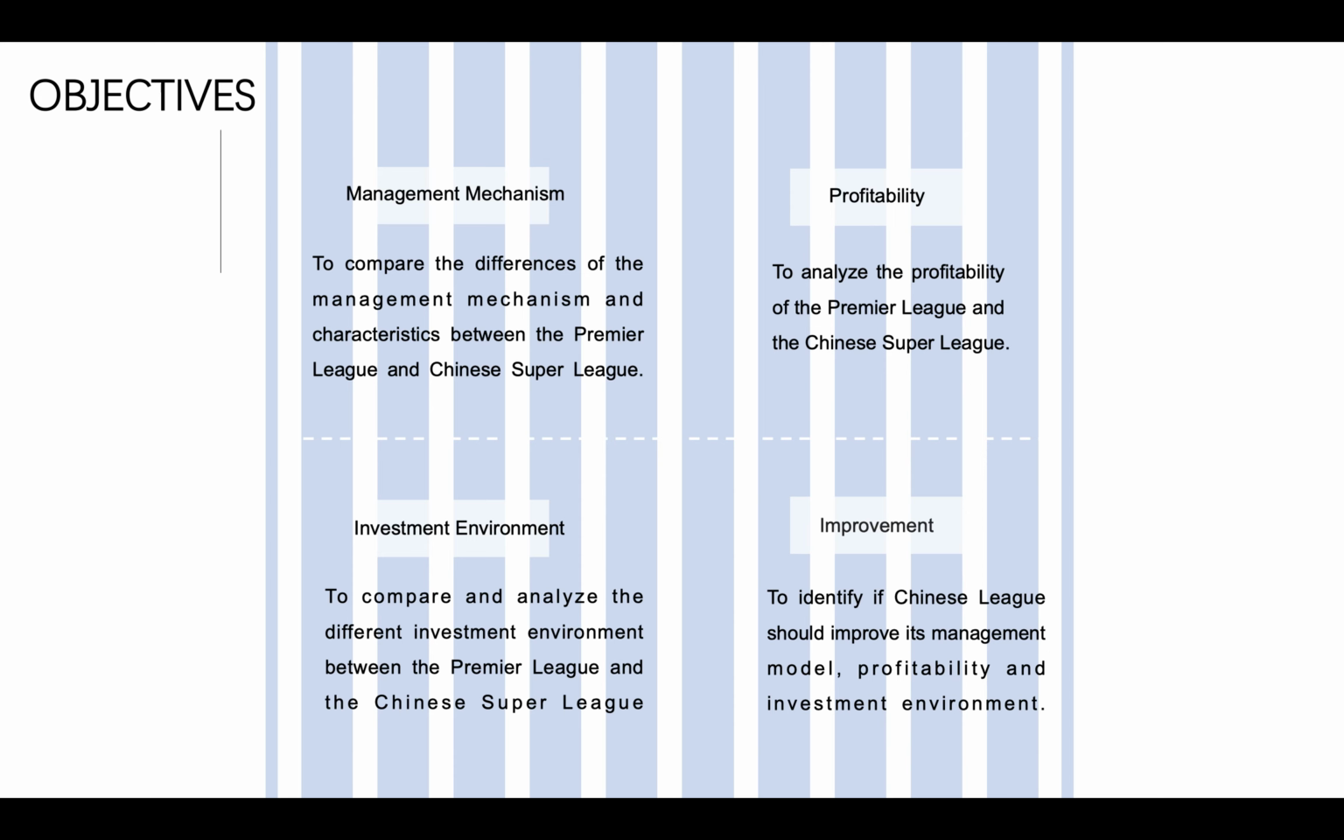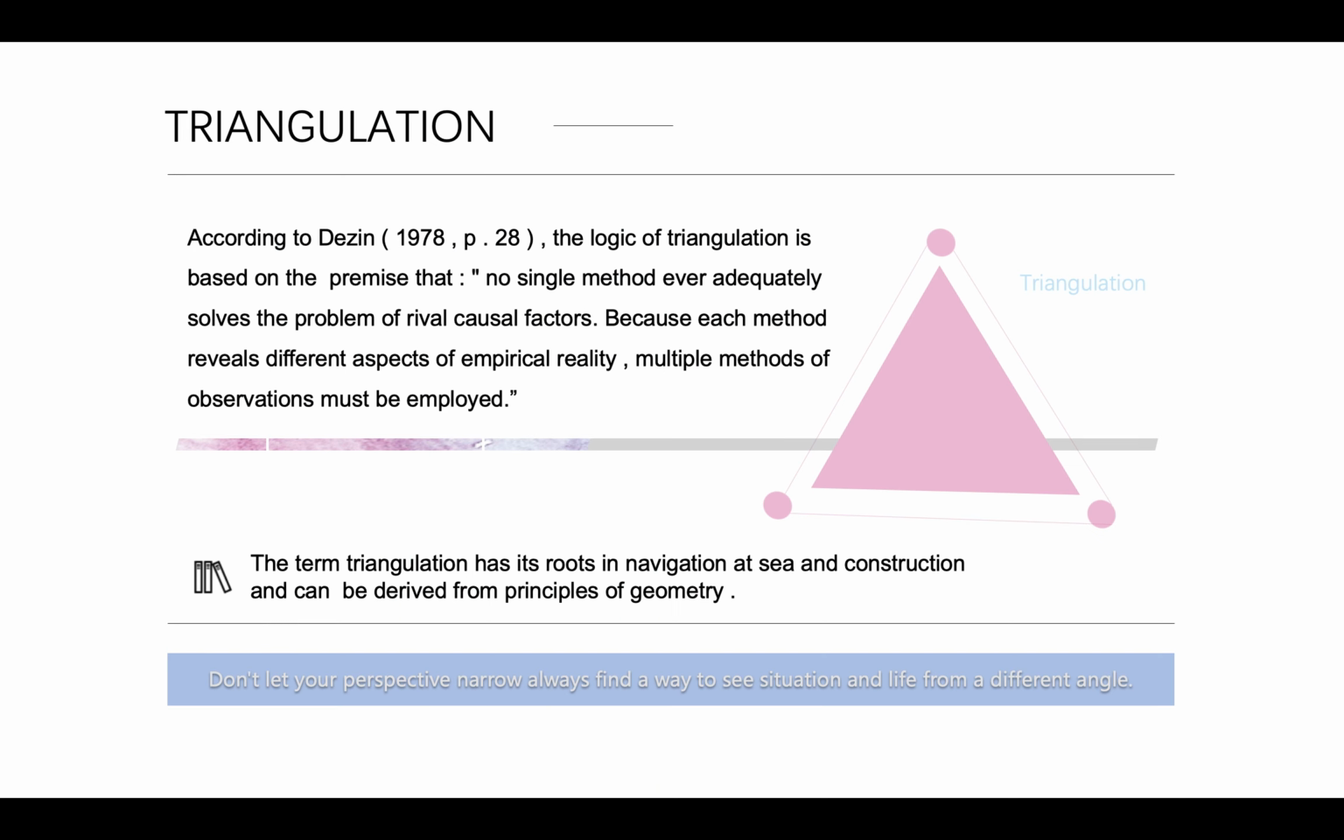What I studied is the success of the Premier League's operating model, investment environment, and profitability. In contrast, the Chinese Super League not only has problems in operation management, but also lacks a good investment environment and profitability. Therefore, the main purpose of this study is to determine the operation and management model of the Premier League through the triangulation method.